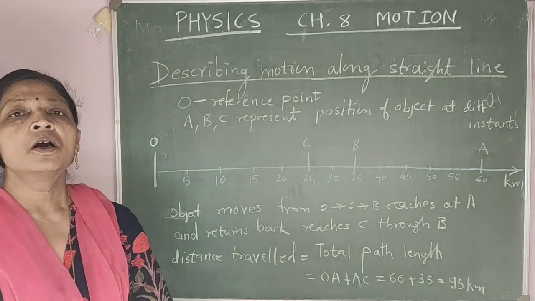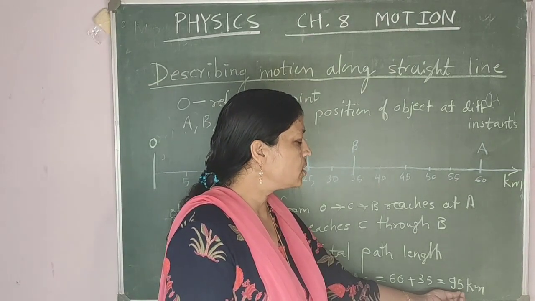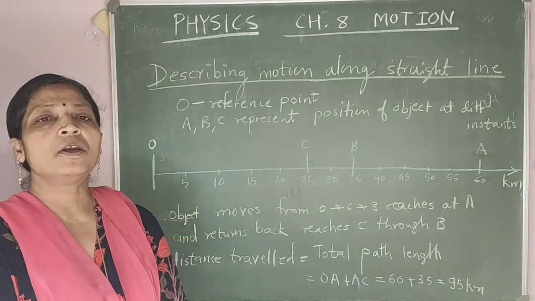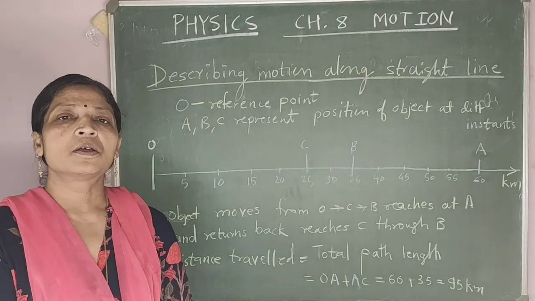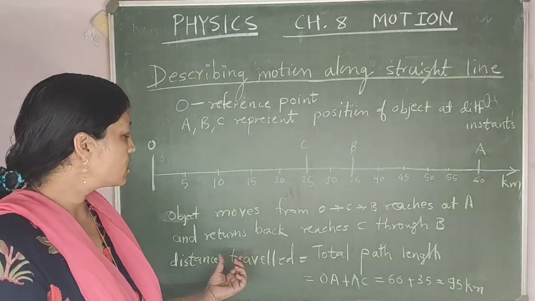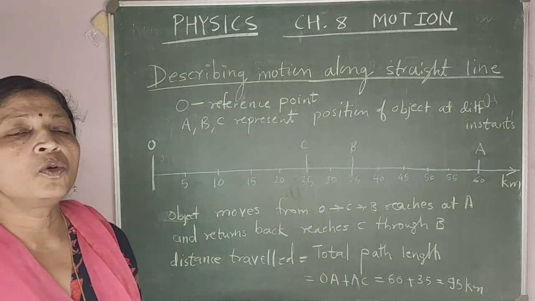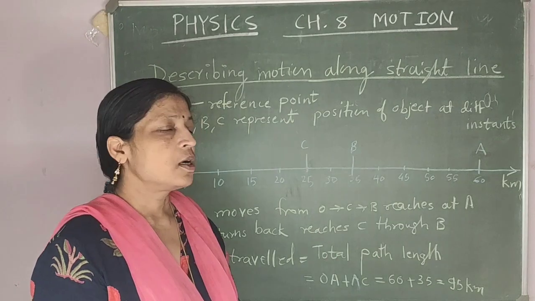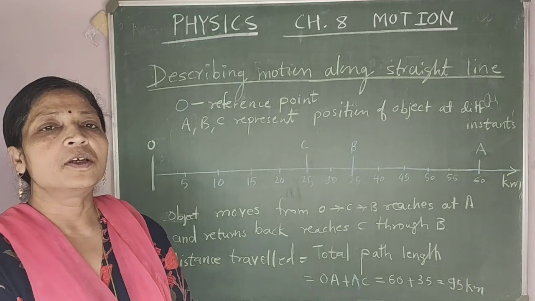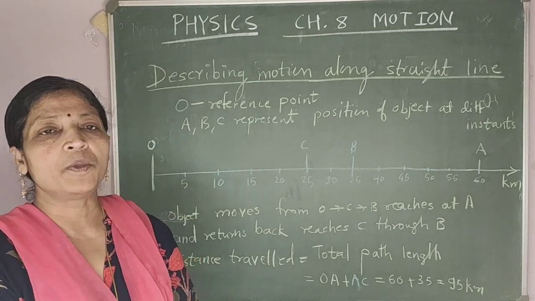We are only considering the path length, and it is given by the numerical value 95, which is the magnitude. A physical quantity which does not need direction for its complete description is called a scalar quantity. In describing the distance travelled by the object, we are not using the direction, but only the actual path covered by the object. So we can say distance is a scalar quantity, and we get it equal to 95 km.